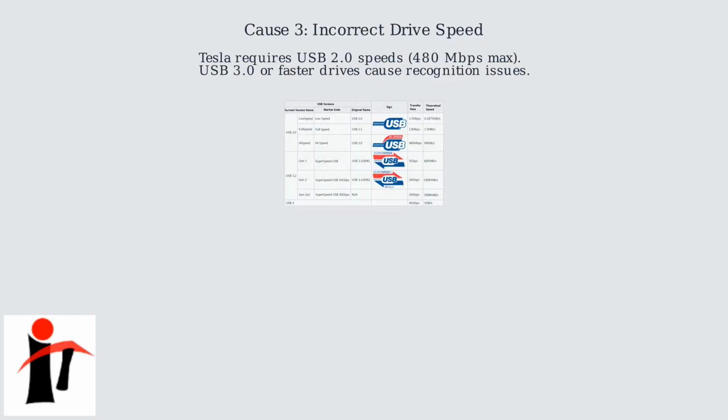The third cause is drive speed. Tesla Model 3 works best with USB 2.0 drives at 480 megabits per second maximum. Faster USB 3.0 or 3.2 drives can overload the system and prevent proper formatting or recognition.